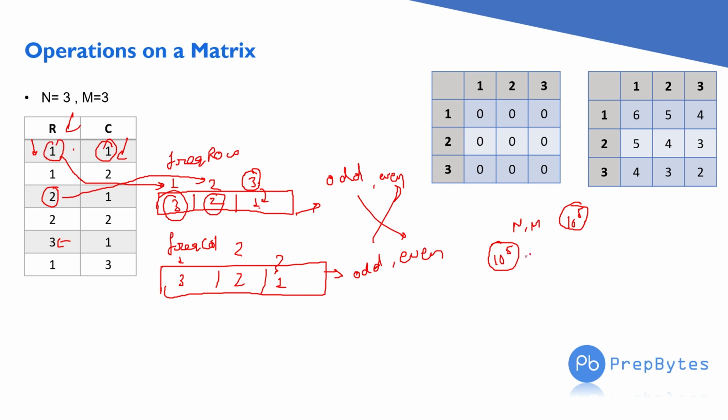So if the row even count in some case becomes exactly equal to 10 to the power of 5, and the column odd count also becomes 10 to the power of 5, that means in the row all the even numbers are there, and in the column all the odd numbers are there. When you multiply that, it will be an integer overflow. It will become around 10 to the power of 10. This is the worst case.